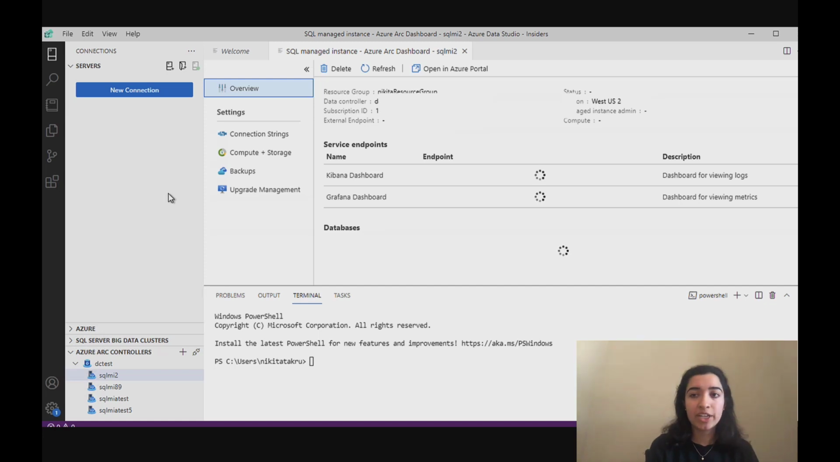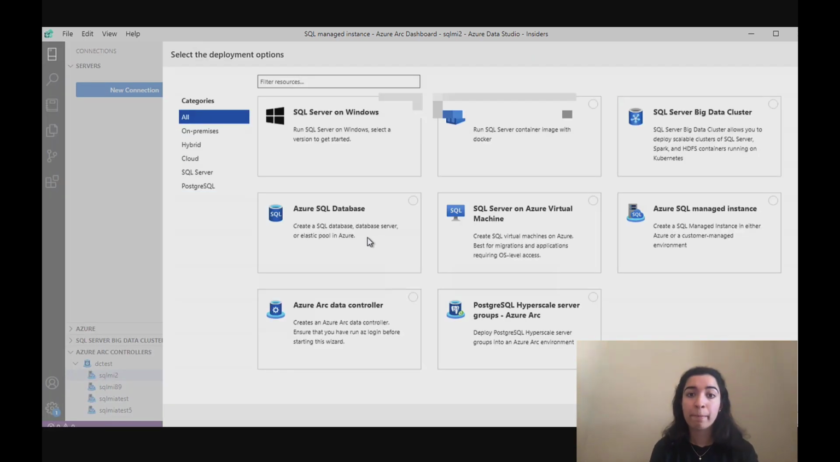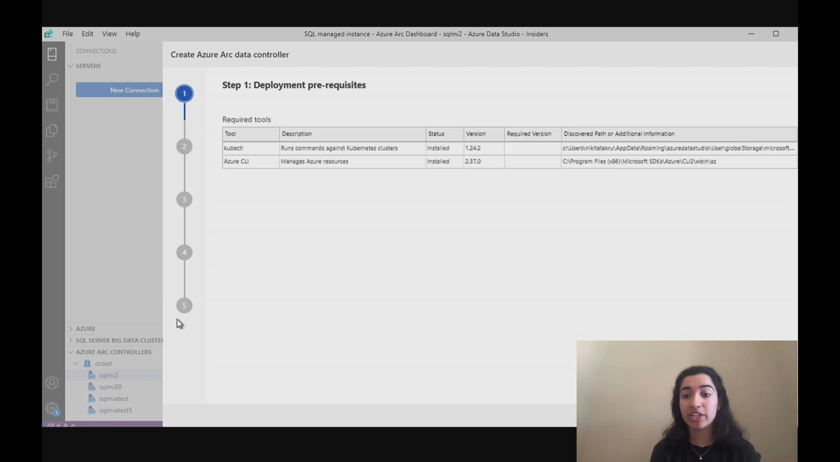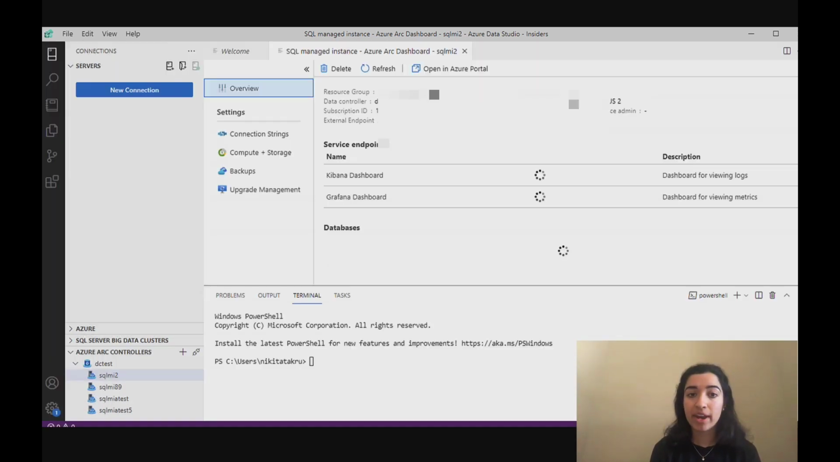But while we're in Azure Data Studio, I'll also show you if you wanted to create a data controller or even a SQL managed instance or Postgres instance, you can even do that through Azure Data Studio. All you have to do is go to Connections, New Deployment. And what you'll notice here is we have Azure Arc Data Controller. You can very easily select that option, go through the wizard experience, and this will create a data controller for you this way too. We won't do it right now, but I just wanted to point that out.